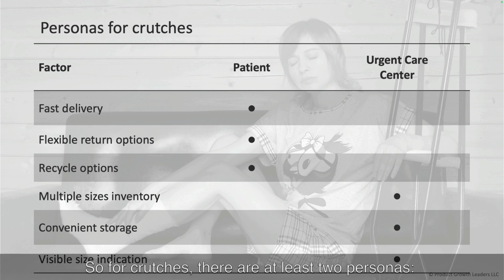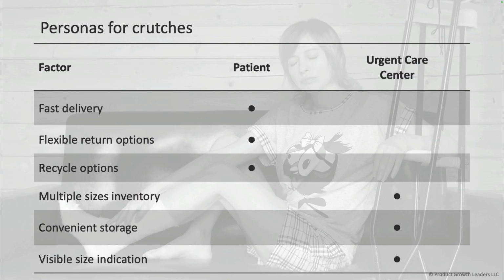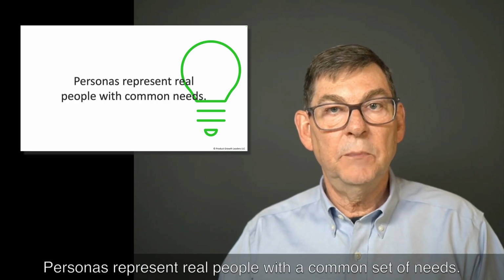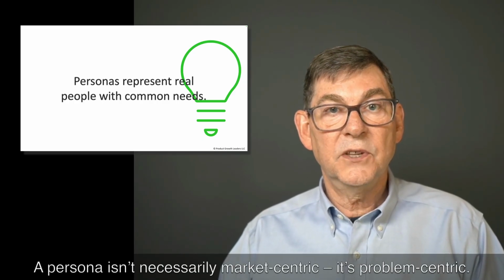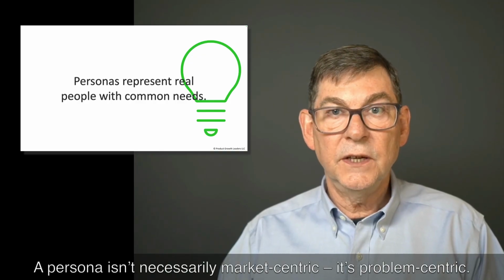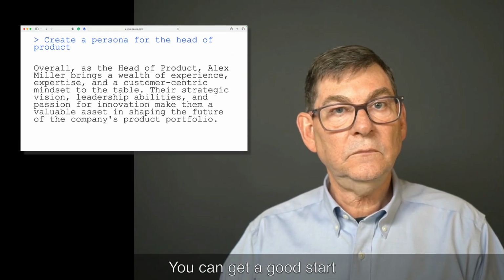So for crutches, there are at least two personas, the individual patient and the buyer at the urgent care center. Susan, with a broken leg, cares about fast delivery, flexible return options, and the option to recycle the crutches once her leg is healed. The procurement manager in the urgent care center is more concerned with multiple sizes that can be easily stacked and stored with a clearly visible size indicator. Personas represent real people with a common set of needs. A persona isn't necessarily market-centric, it's problem-centric.